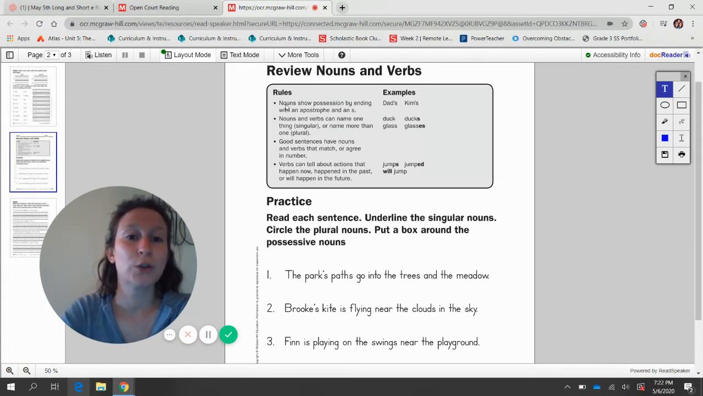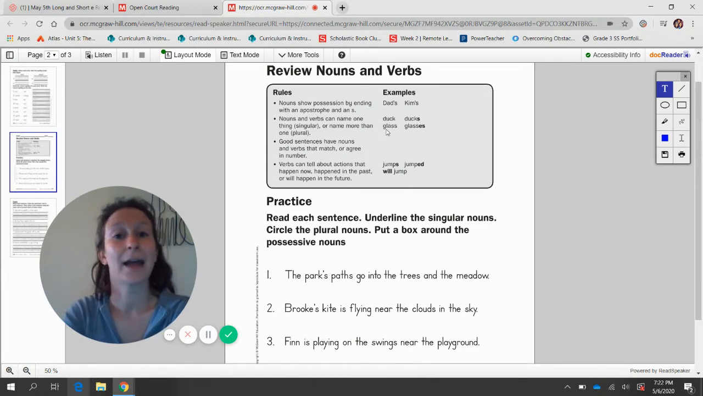All right. So nouns show possession by ending with an apostrophe and an S. So those are possessive nouns. Nouns and verbs can name one thing, singular, or name more than one, plural. So just like you see duck, making more than one duck makes ducks, and glass, more than one glass, and glasses. And notice how that one changes to an ES, not just an S.